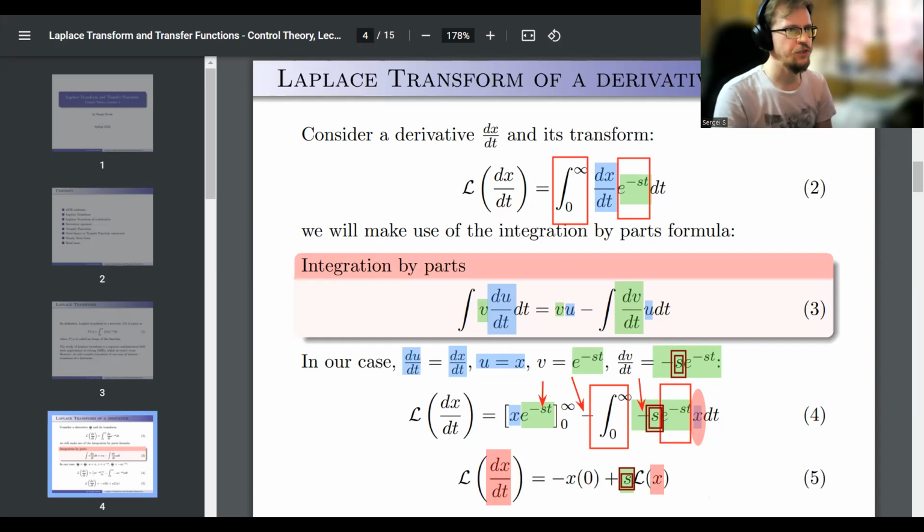Do you have questions about what we just did? Why do you have a minus in front of x of 0? The way this notation works here is, how should I put it, you evaluate this function at the upper integration limit minus the function at the lower limit. Yeah, this notation is very non-standard. Okay, good. So this is what we got. Now let's see where it leads us.